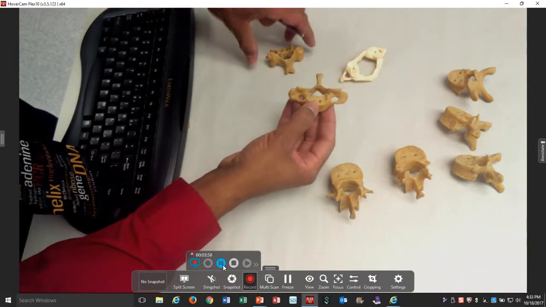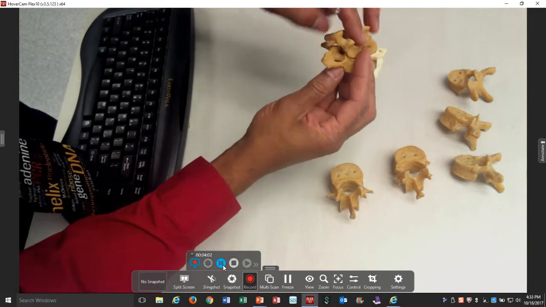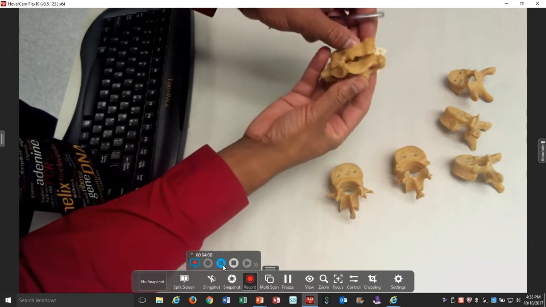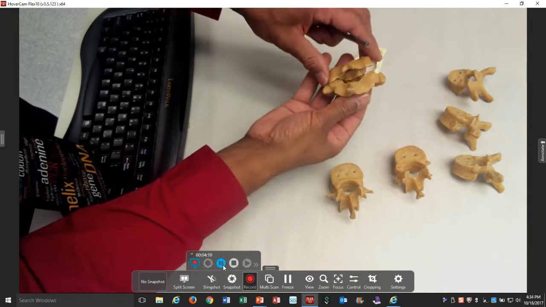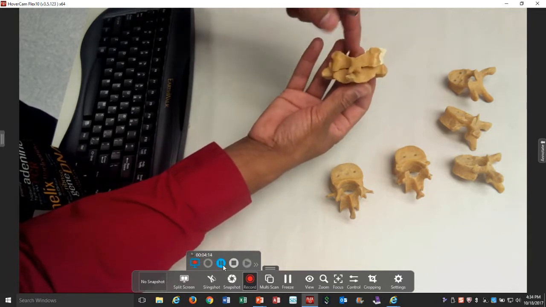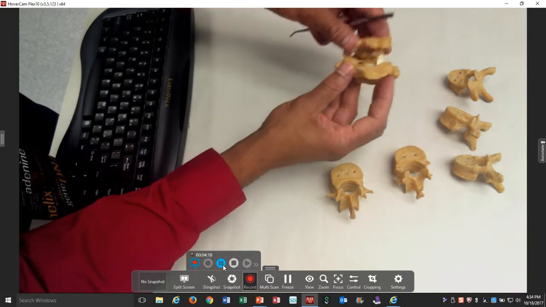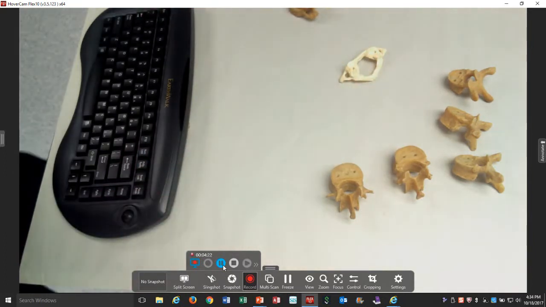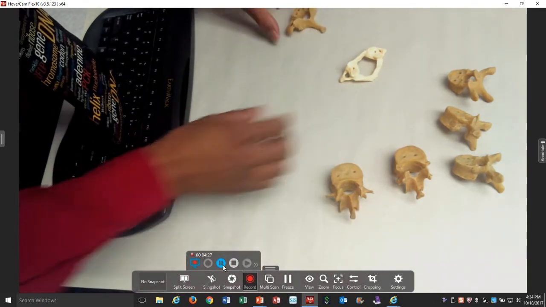So let's do this right. You can see how the body's attached, and this is what we mean by superior articulating surface. It's on the superior side of the bone, and it's going to articulate with the bone on top of it. And there's an inferior one right here that will attach. So you see how they connect. Okay, that's some cervical vertebrae. Let's look at how they actually interact with each other towards the bottom.